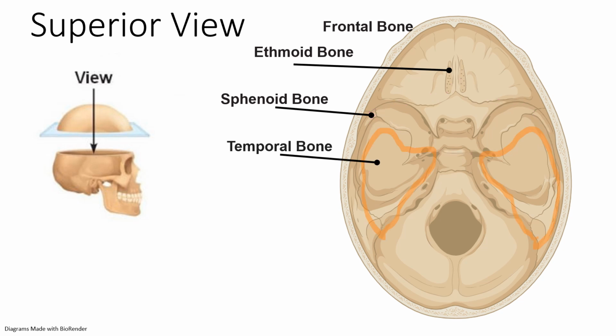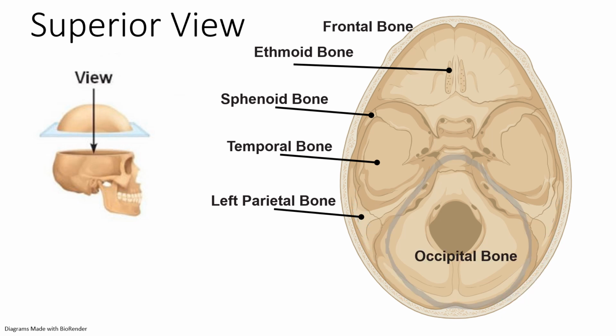There's the temporal bone, which you can see articulating with the sphenoid. We can see the left and right parietal bones that we know are really like the top sides of the skull. And the occipital bone is the back and underneath. I should say posterior and inferior curve of the skull.